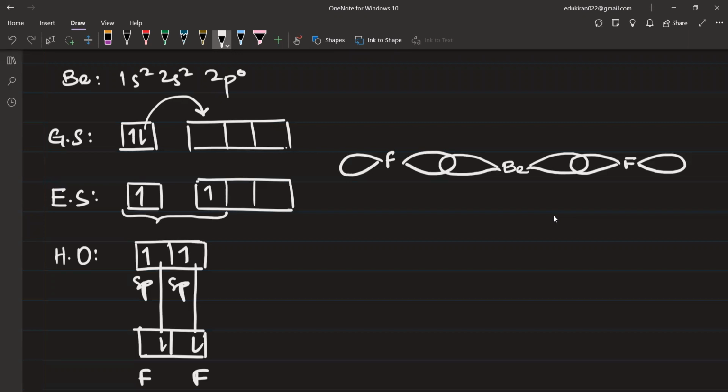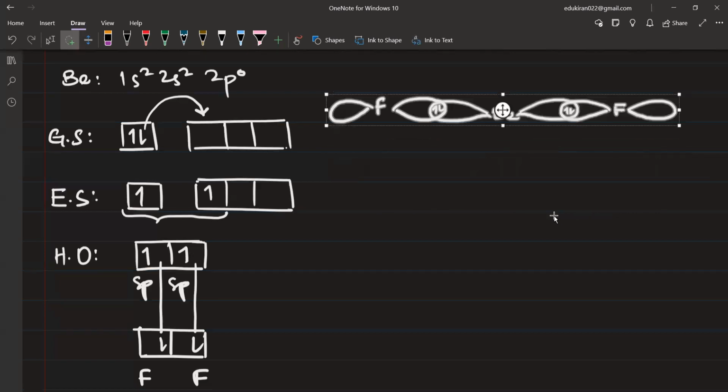Okay, 1 electron of fluorine, 1 electron of beryllium, 1 electron of fluorine, 1 electron of beryllium. For the structure, they will give you BeF2, and they are going to ask you about the structure or shape or geometry, these things, and the angle. Now there are a few things that I want to tell you which you have to remember.